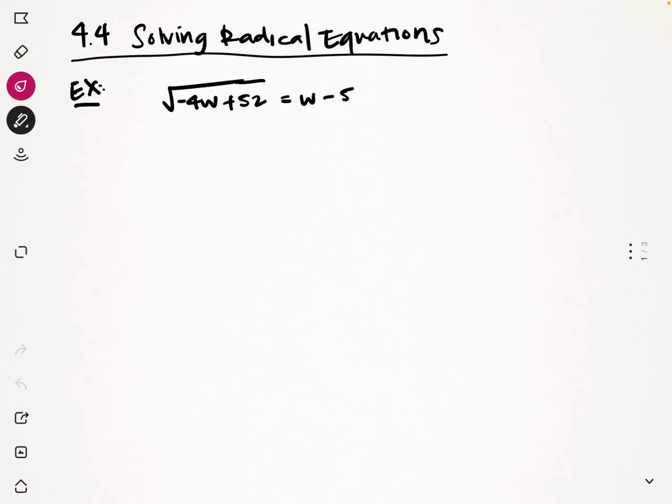Alright, so for these ones, we're working on this side with the square root first. So we're focusing on this. We can't get into the square root. There's nothing outside of the square root, so we're just going to go ahead right off the bat and square both sides here. And then this undoes your radical. So on the left side we have negative 4w plus 52 is equal to w minus 5 squared.